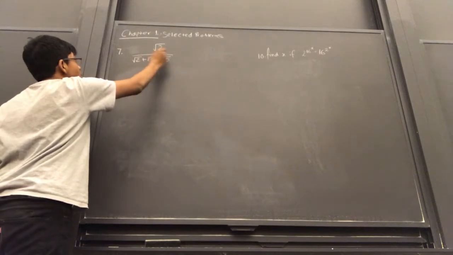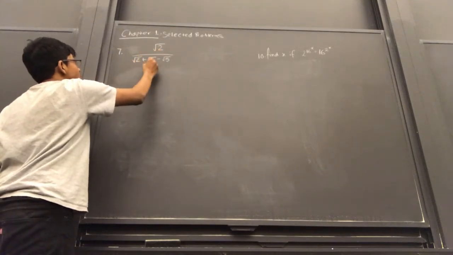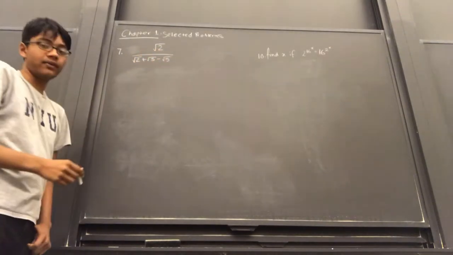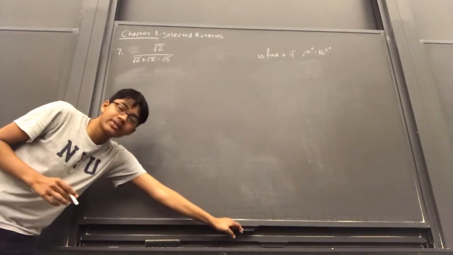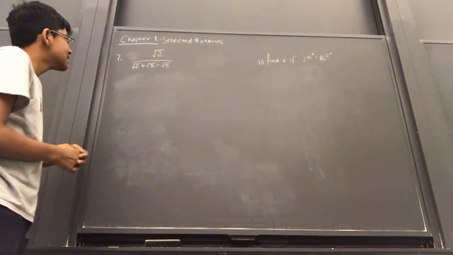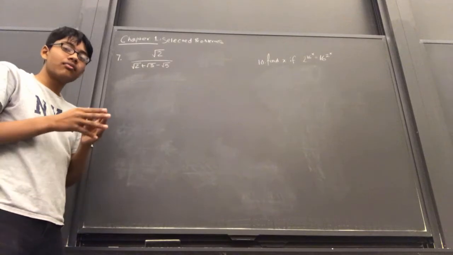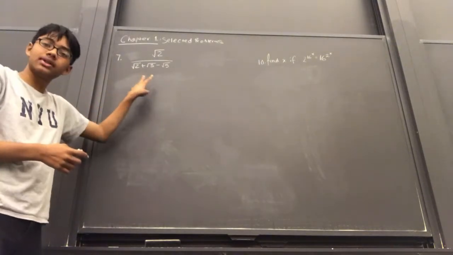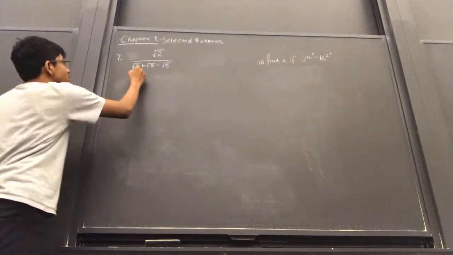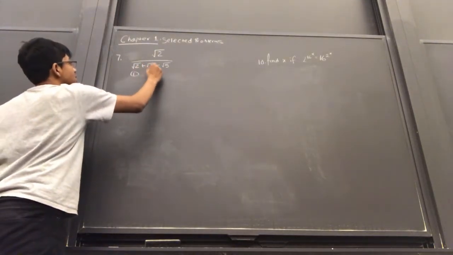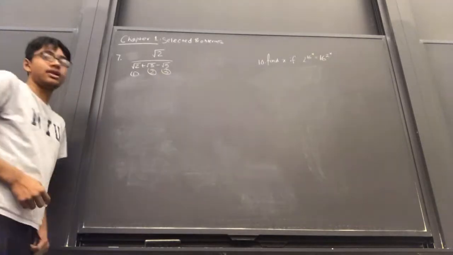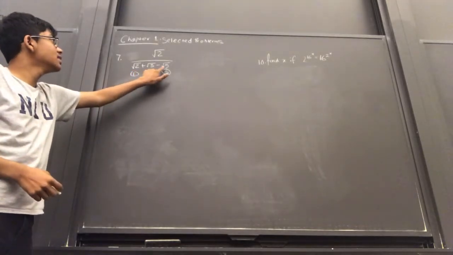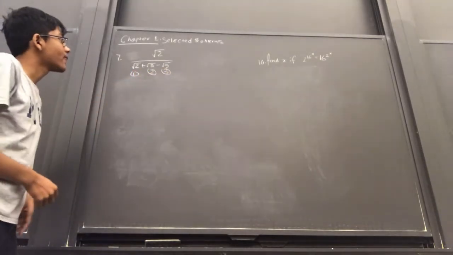The square root of 2 over the square root of 2 plus the root of 3 minus the root of 5. Now immediately, one of the things you notice with this fraction is that instead of most rationalizing the denominator questions, which have two terms in the denominator, this fraction has three terms in the denominator: root of 2, root of 3, and negative root of 5.